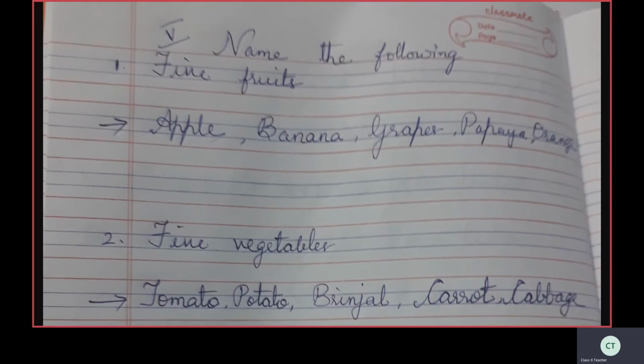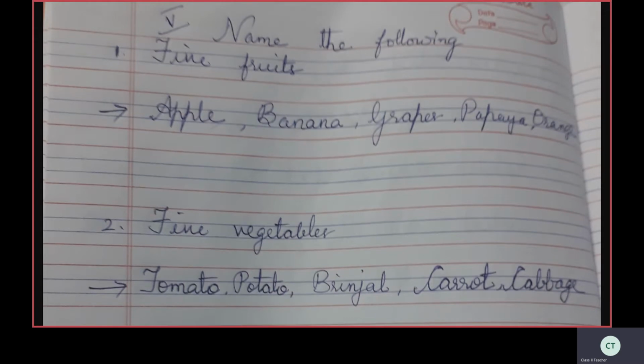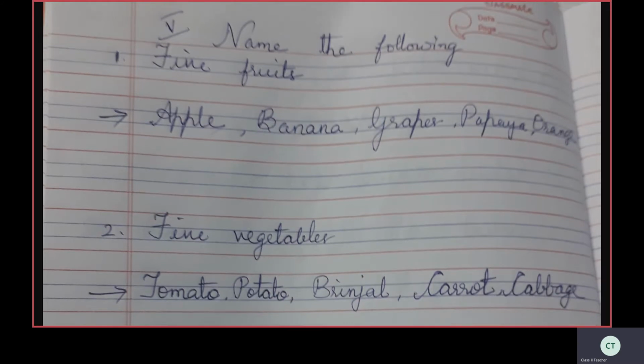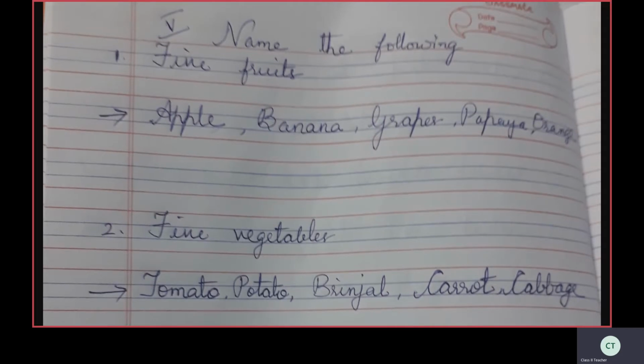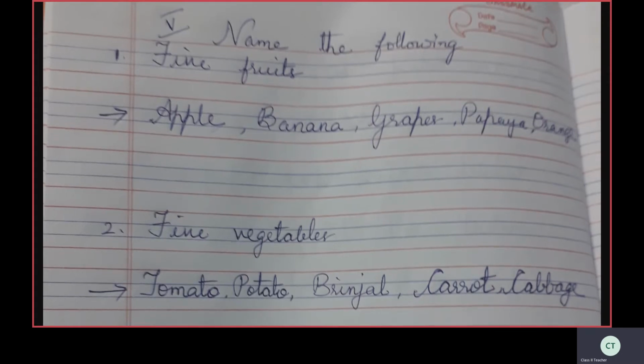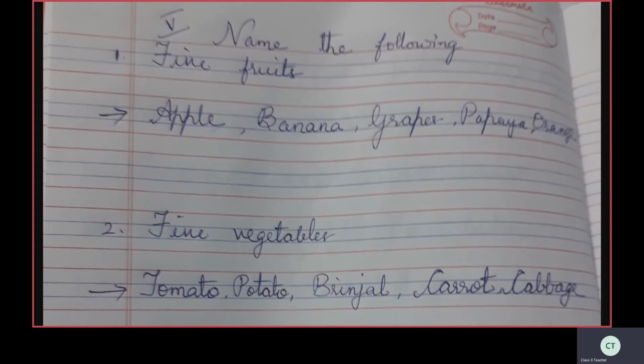Name the following 5 fruits. So you have to write any 5 fruit names. Okay, children, see here, I have written 5 fruits here. Apple, banana, grapes, papaya, orange. Apple, A-P-P-L-E, apple. Banana, B-A-N-A-N-A, banana. Grapes, G-R-A-P-E-S, grapes. Papaya, P-A-P-A-Y-A, papaya. Orange, O-R-A-N-G-E, orange.